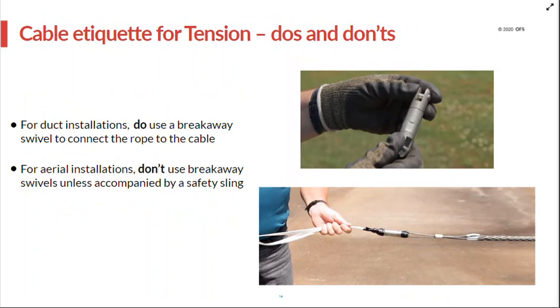We do recommend that you use a breakaway swivel. The breakaway swivel is designed to break at a 600-pound tension, so it's really sort of like wearing a belt and suspenders, but it is a cheap, inexpensive tool to guarantee that you don't overtension the cable. We don't necessarily recommend that these devices be used in aerial installations unless you use a safety sling between the pulling eye and the pulling rope in the event that the breakaway swivel does fail, and that way the safety sling would prevent the cable from falling to the ground.